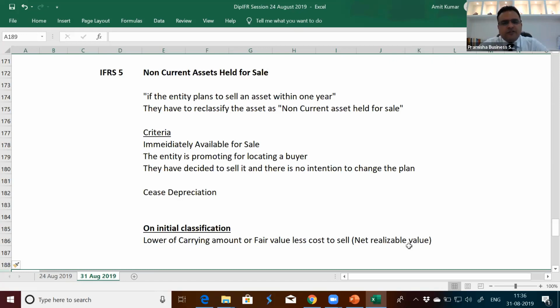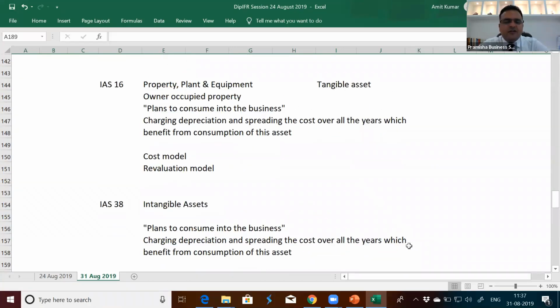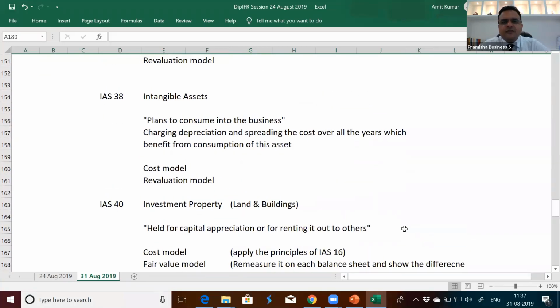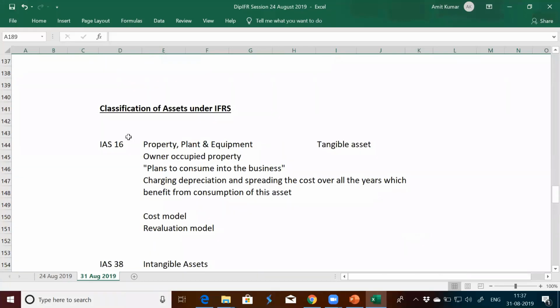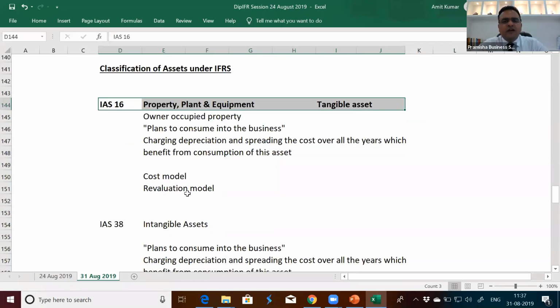And it also gives an indication to the shareholders that if you plan to sell any asset within 1 year, you have to reclassify it as non-current asset held for sale. You cannot continue to show it as part of your IAS 16 or IAS 38 or any other asset. IAS 40, even if you plan to sell it within 1 year, you have to classify it as non-current asset held for sale, which gives an indication to the whole world that these are the assets which you do not plan to consume into the business, or you do not intend to hold them anymore.